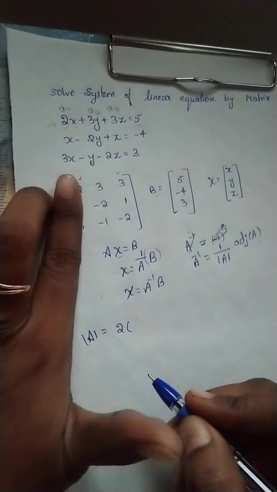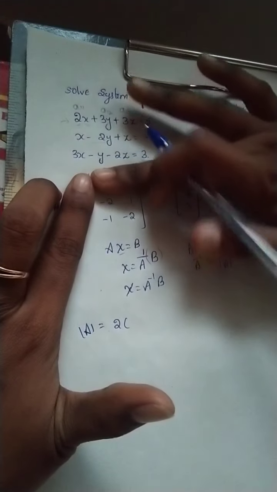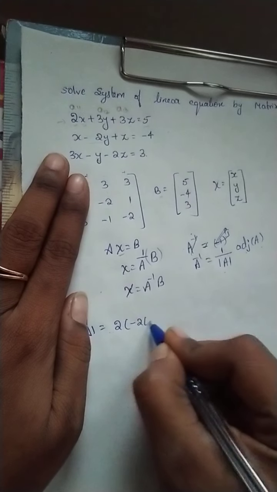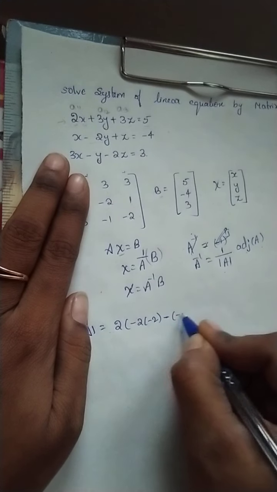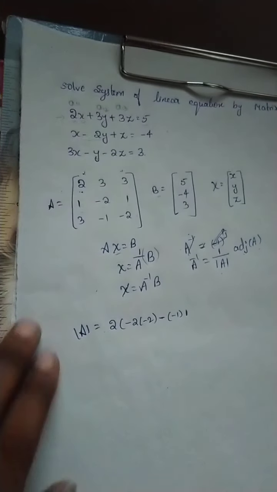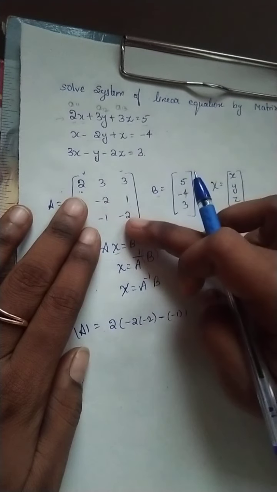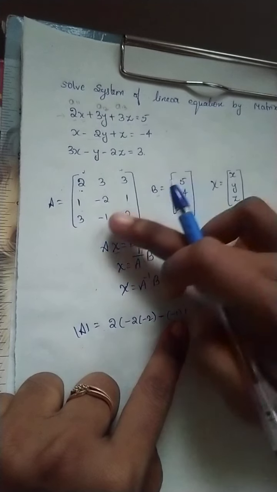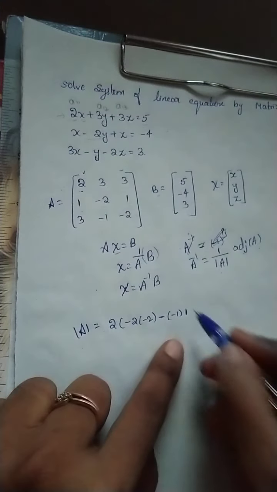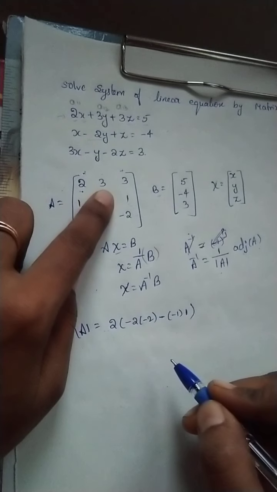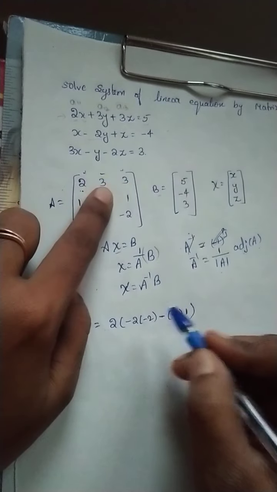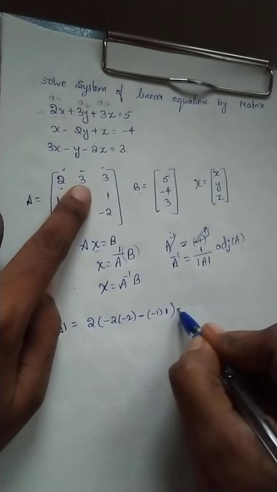Then I will leave out the first row and the first column. We have to multiply the remaining values: minus 2 into minus 2, minus 1 into 1. Cross multiplying these two values: minus 2 into minus 2, minus is our formula, then minus 1 into 1. Again the middle value has a negative sign: plus, minus, plus. So minus 3, we have to write this value, minus 3.